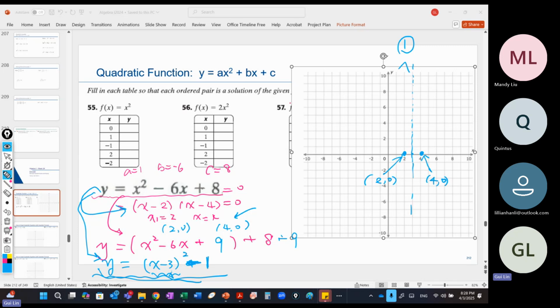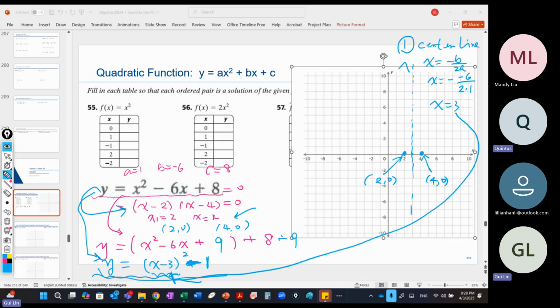So the center line, again, is x equal negative b over 2a. So here it equals negative negative 6 over 2 times 1. So x equals 3. That's where this 3 comes from. So the center line is x equal 3. Second, we find the x-intercept. The x-intercept is when y equals 0. So you get one dot, and a second dot here.